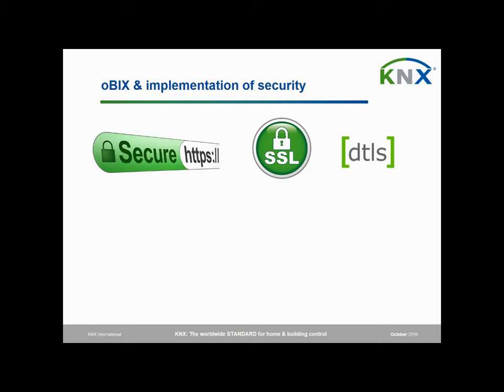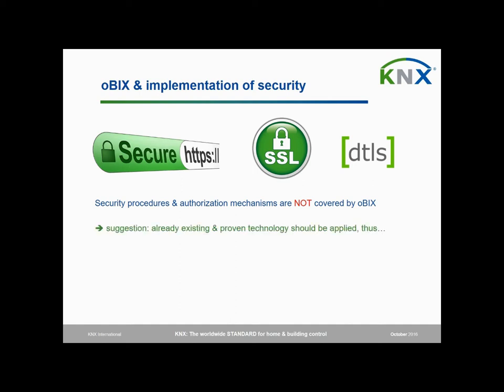Security procedures and authorization mechanisms are not covered by OBIX. As simple as that. So that means if you base your KNX WS gateway on OBIX, you will not find any stipulations in the KNX specifications for security procedures and authorization mechanisms. So therefore our suggestion is to use already existing and proven technology. So you could indeed roll out either HTTPS, SSL, or DTLS in your KNX WS gateway.